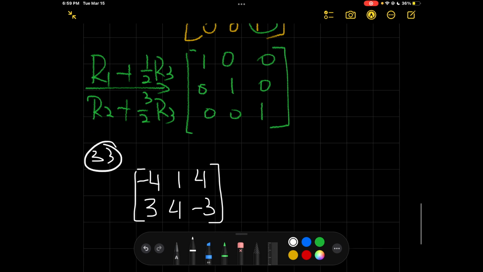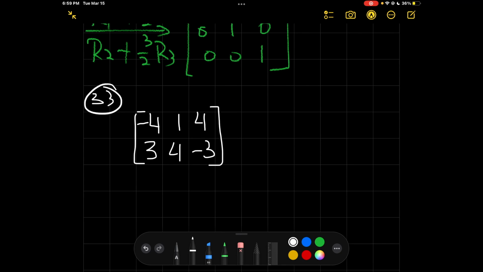Okay, let's move on to question 33. We have a 2 by 3 matrix. We try to get a reduced echelon form. We can find that row 1 plus row 2 will be negative 1 for the first column, and then we negate it, that will be just 1. So we replace the first row. Let's see if it works. So row 1 plus row 2, and we negate it.